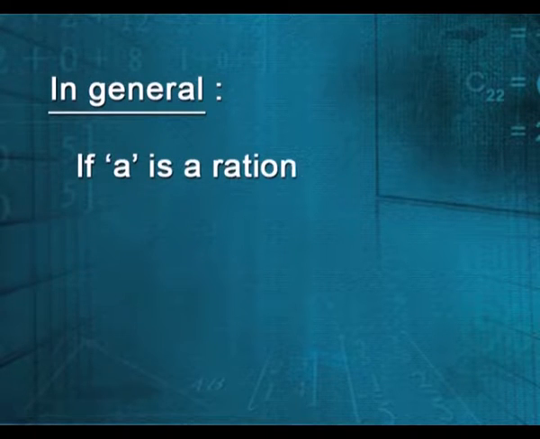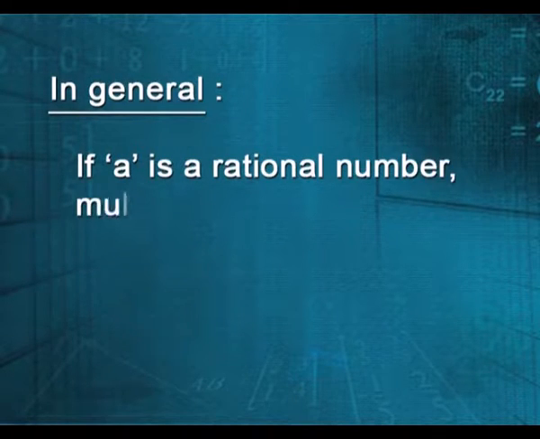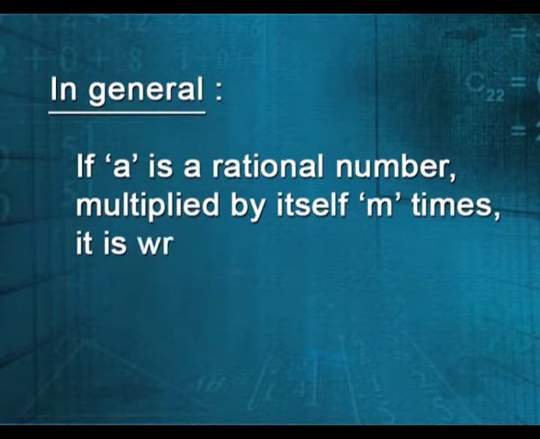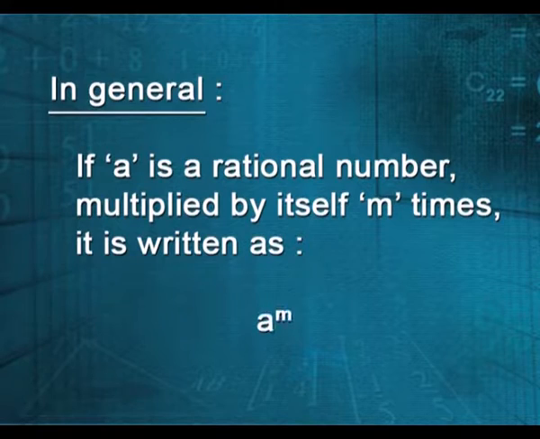In general, we can say that if a is any rational number multiplied by itself m times, then it is written as a raised to power m, where a is the base and m is the power.